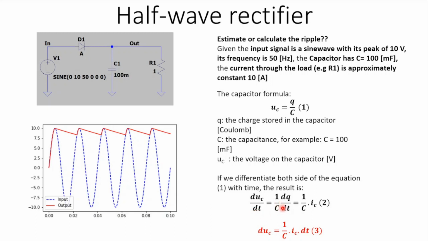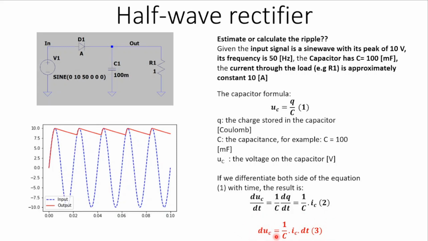As the definition of a current, the current is like the charge going through an area per unit time. So this is like the charge per unit time. As a result, it is interpreted as the current going through the capacitance. With some math transformation, we finally obtain the very important equation for this question, which is here.